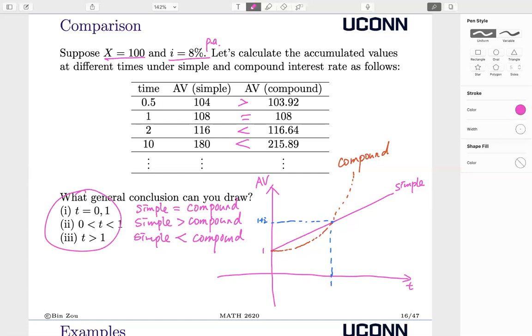We have 2 points at which both lines cross, right? So they intersect at time 0 and time 1. So there are 2 points. The AVs are the same for simple interest rate and compound interest rate. Between 0 and 1, the pink line of the simple interest rate is higher than the brown curve of compound interest rate, right? Beyond 1, the compound line is much higher, and if you look at the difference, the gap actually becomes bigger and bigger, right?